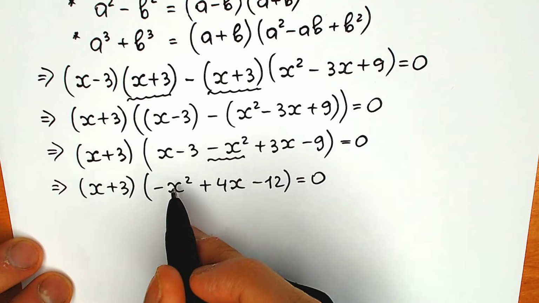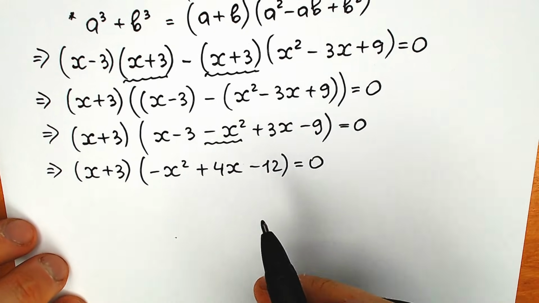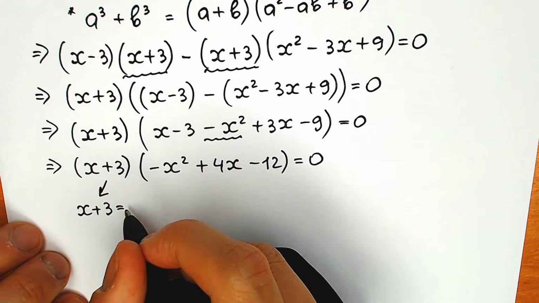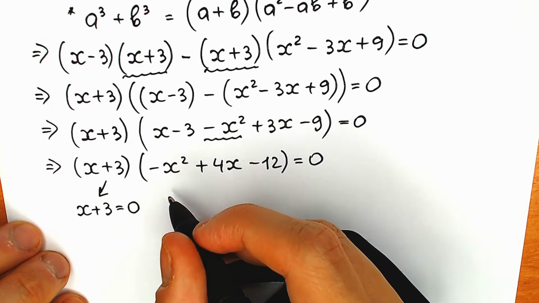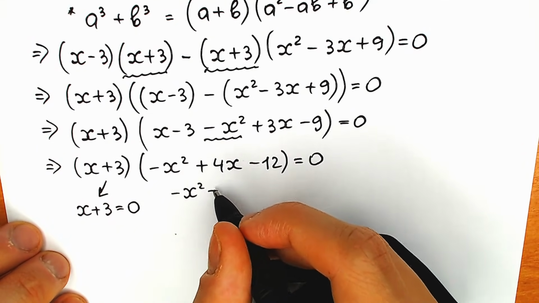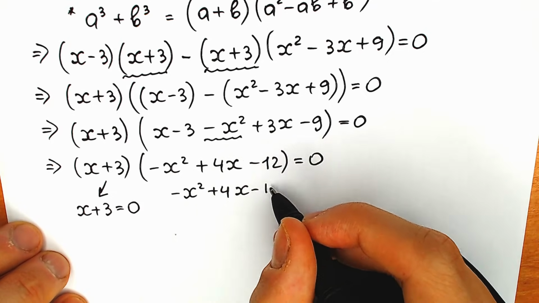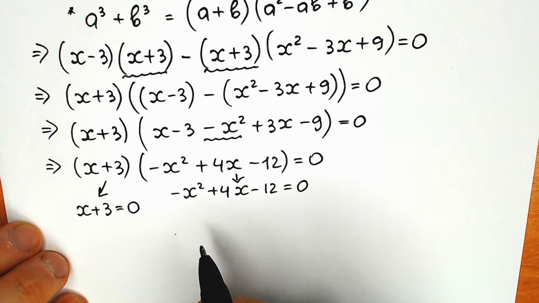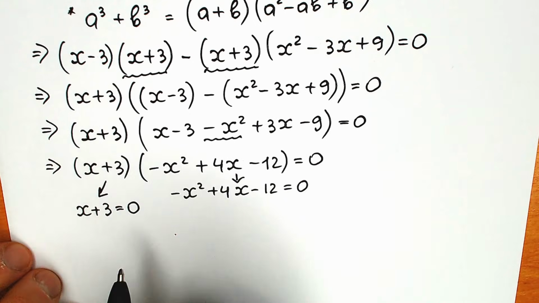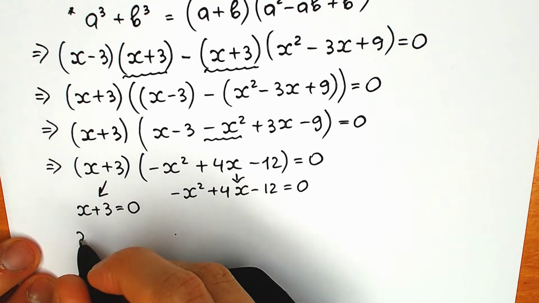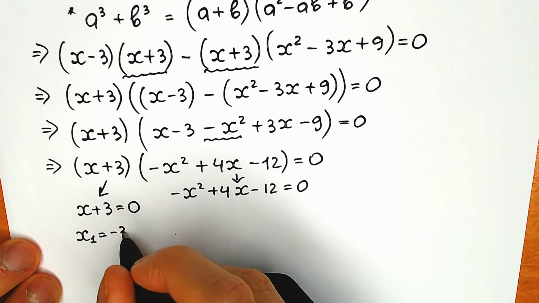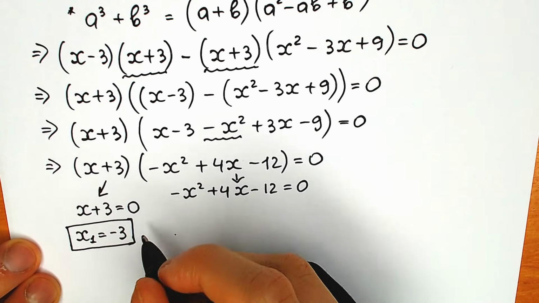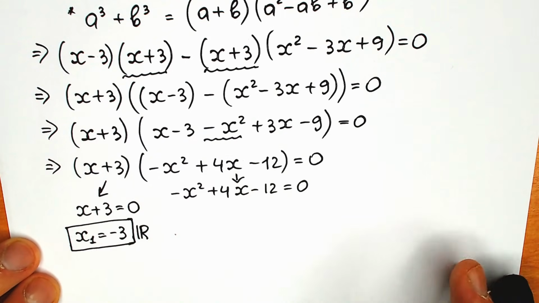So we have a product of two parentheses equal to 0 when the first parenthesis is equal to 0, so x plus 3 is equal to 0, or the second parenthesis is equal to 0, minus x squared plus 4x minus 12 is equal to 0. So it's like our two branches, first branch and second branch. We can instantly solve this branch, x plus 3 equal to 0. From here, our x first is equal to minus 3. This is our first branch, and we have our first real number root. I hope you understand it.